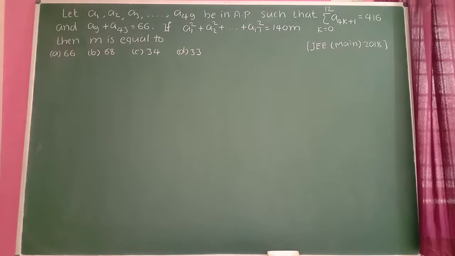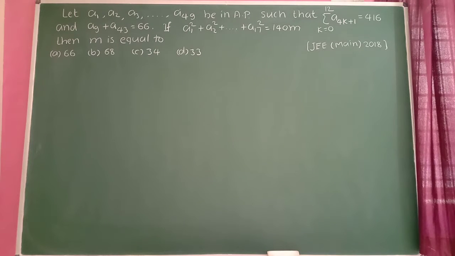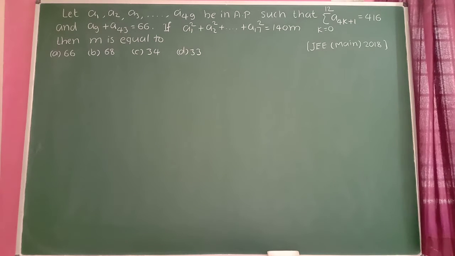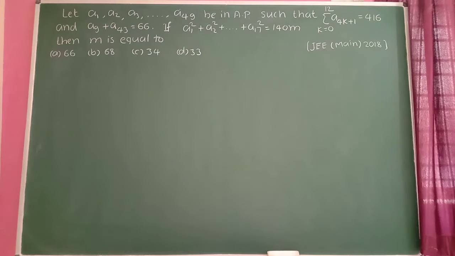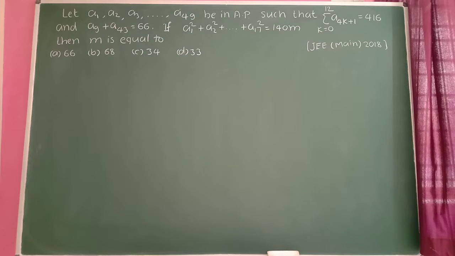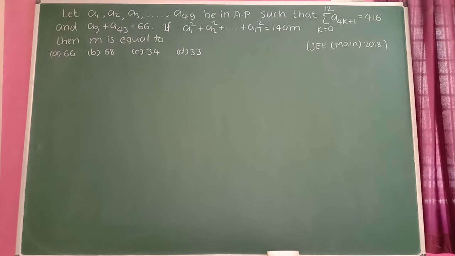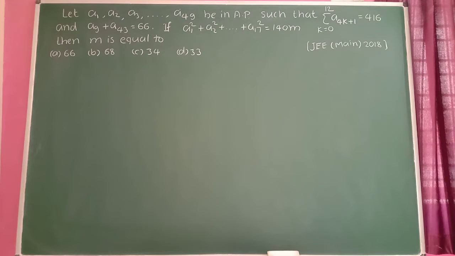So let A1, A2, A3, ..., A49 be in AP such that the summation of A(4K+1), where K is equal to 0 to 12, is equal to 416, and A9 plus A43 is equal to 66. If A1 squared plus A2 squared plus ... plus A17 squared is equal to 140m, then m is equal to what?